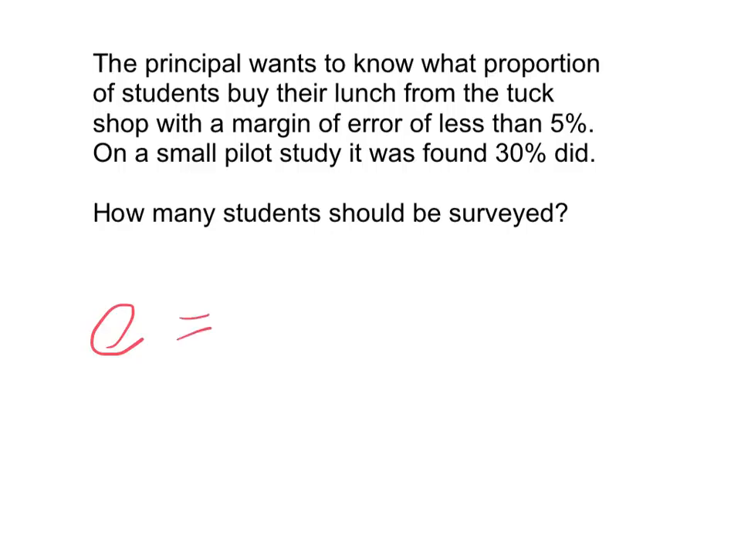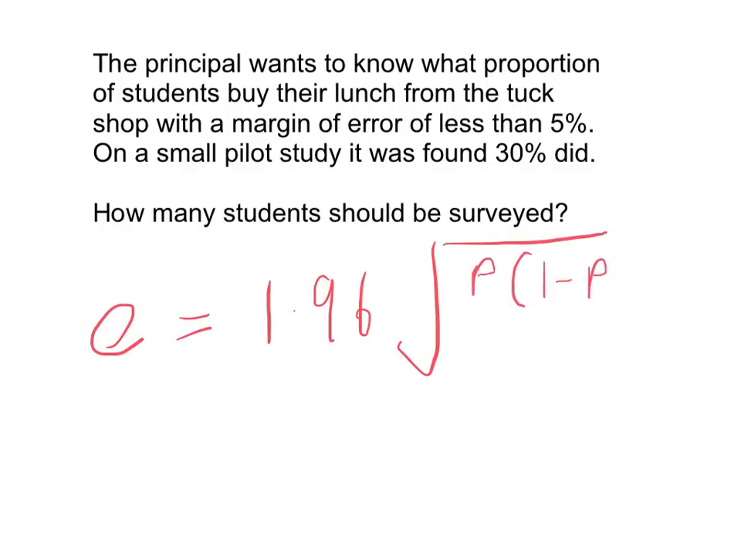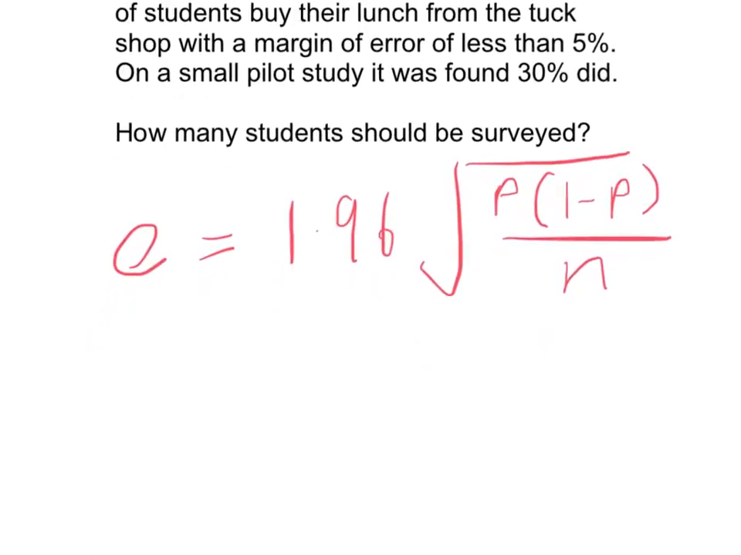The error equals 1.96 times the square root of p times 1 minus p all over n. So now we substitute in the numbers. We know that the error has to be less than 5%. We've got to have less than 5% error. So we know that this has to be less than 0.05.